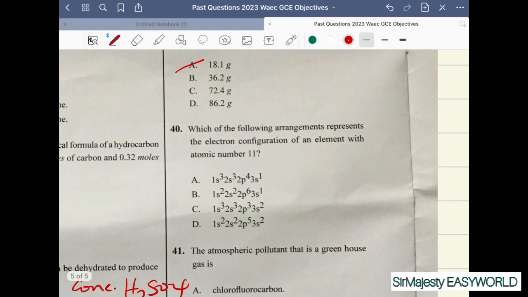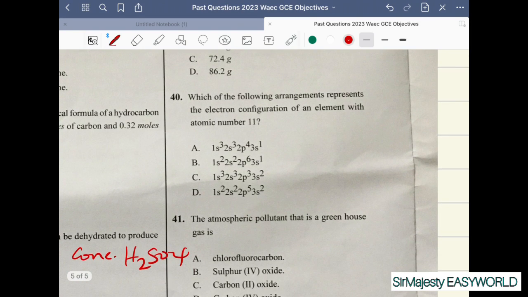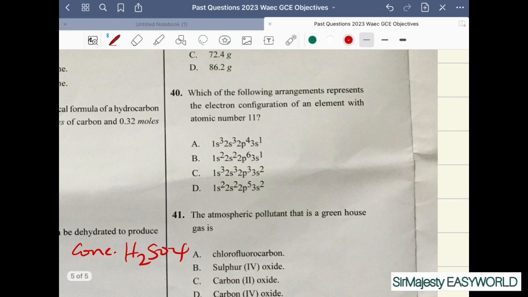Number 40 says, which of the following arrangements represents the electron configuration of an element with atomic number 11? 1s3 is incorrect. S cannot hold more than 2. 2s3 is incorrect because s cannot hold more than 2. Then 2p4 4s1 is inconsistent with Hund's rule. You cannot start filling 3s when 2p is not yet filled. Though if you sum them all, they are 11. It is incorrect. So let me go fast.